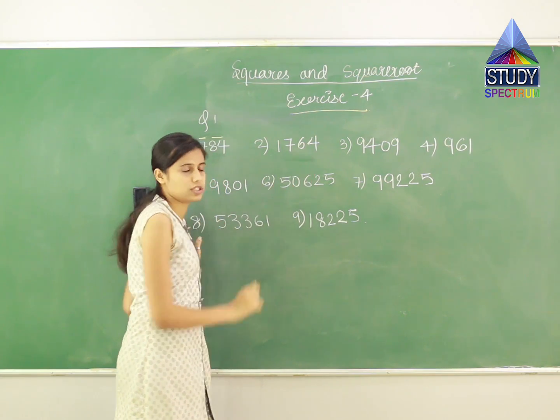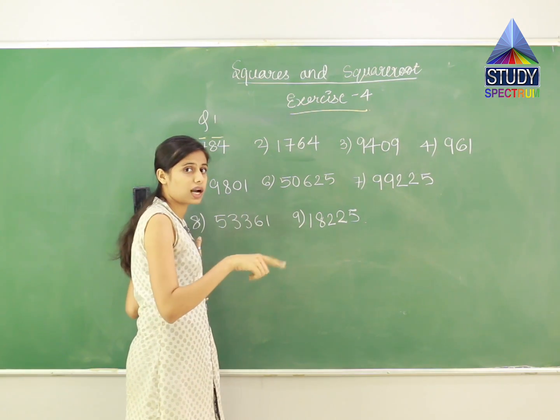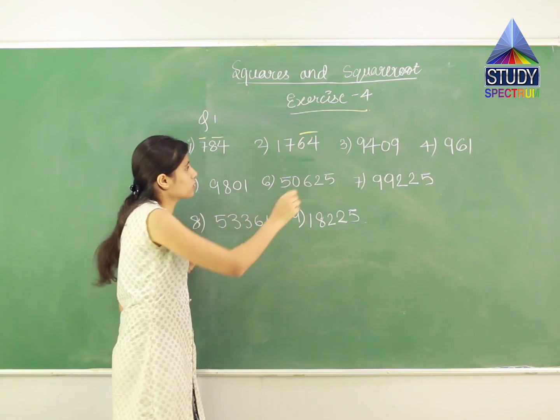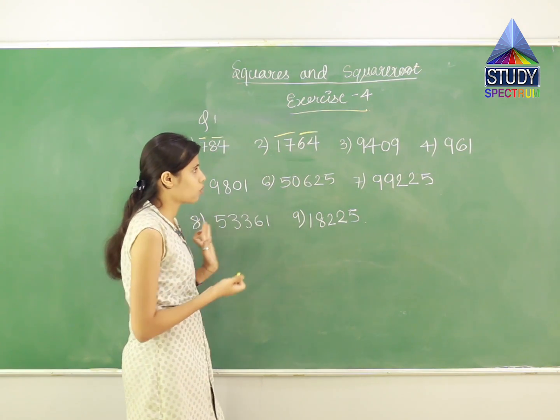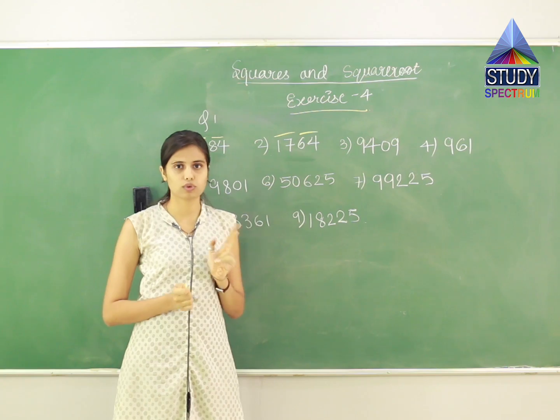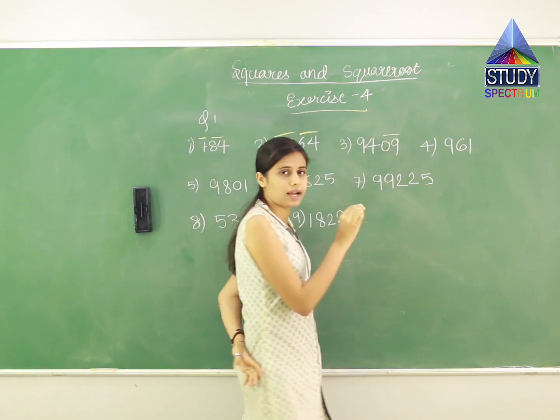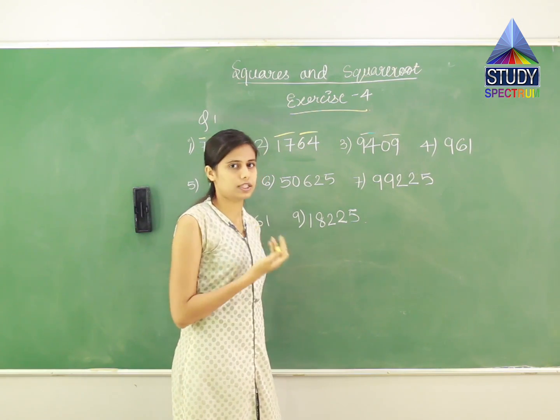Over here there are 4 digits. So a group of 2 can be formed. Yes, but we have to start from the end. So let us start. 64 is one group and 17 is another group. Now let us go on with the third question. Over here same. There are 4 digits. So a pair of 2 can be formed. So let us start with the end. So 09 will form a group and 94 will form another group.